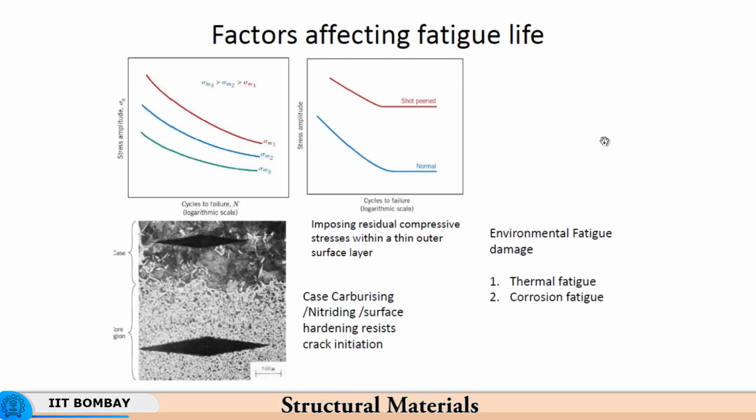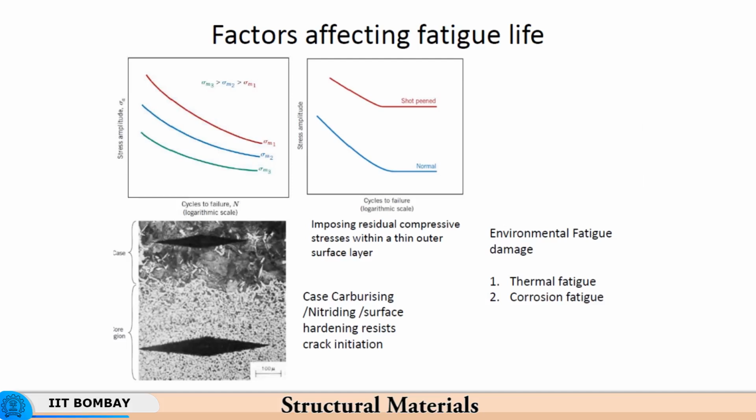So, for given cycles to failure, for the shot peened surface where compressive residual stresses have been induced, you will find that the stress amplitude tolerated for infinite fatigue life is much higher. So, the stress amplitude that is tolerated is much higher for infinite cycles to failure. So, shot peening means that you induce residual compression. What does shot peening do?